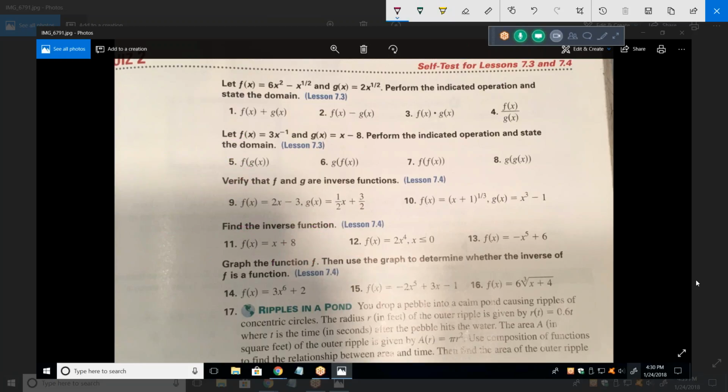So always be real clear about what it is you're doing. We were multiplying and dividing there. We were adding and subtracting there.